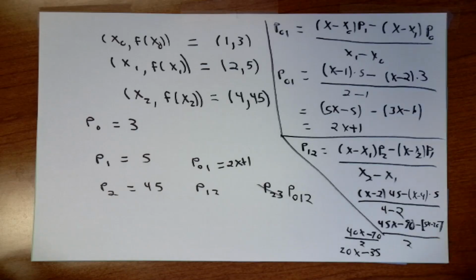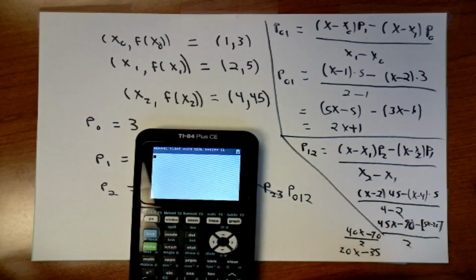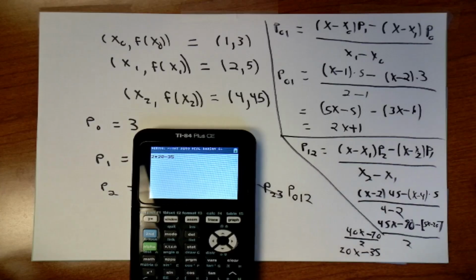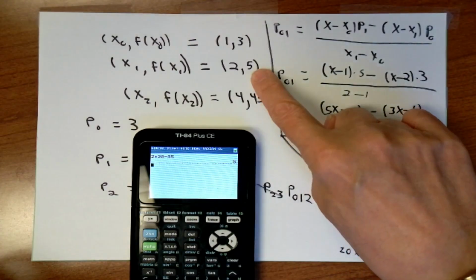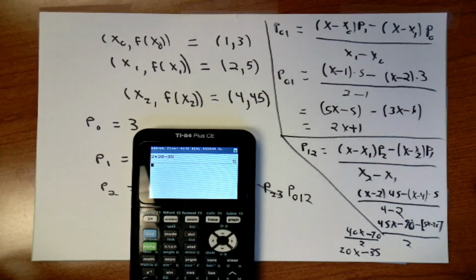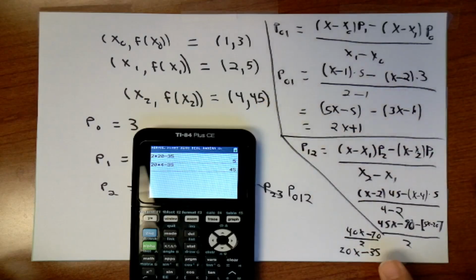I'll be extremely lazy here. If x is 2, I'm going to have 2 times 20 minus 35, and I get 5 for an answer, just as I should. If x is equal to 4, I'll have 20 times 4 minus 35, and I get a 45 for an answer, just as I should. So this is correct.